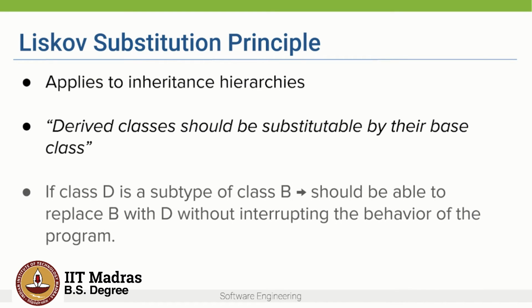So what this means is that, let's say we have a derived class D, and D is a subtype of a base class, let's say B. And what the Liskov substitution principle says is that we should be able to replace methods in the base class with the methods in the derived class without interrupting the behavior of the program. So this might seem a little abstract. So let's take an example.